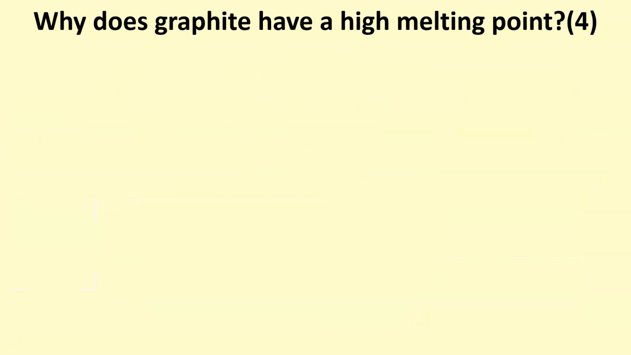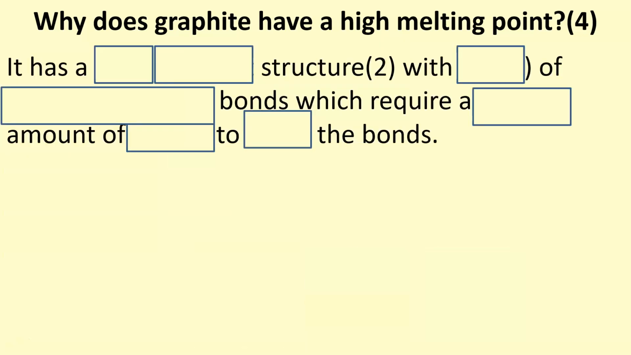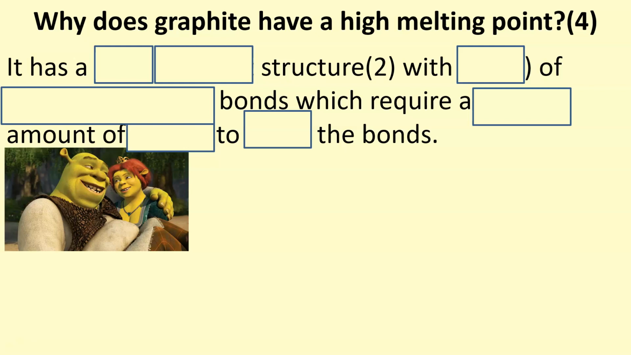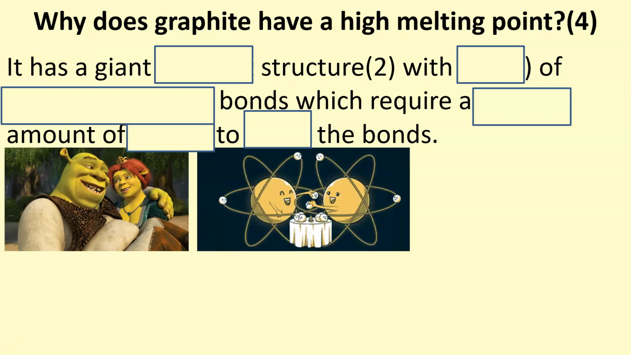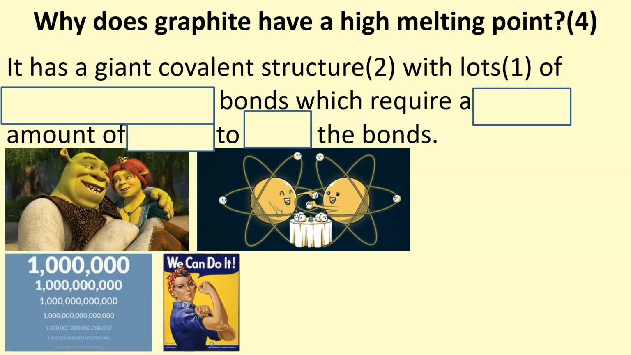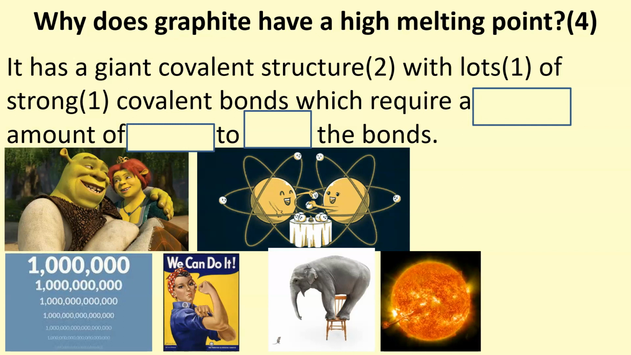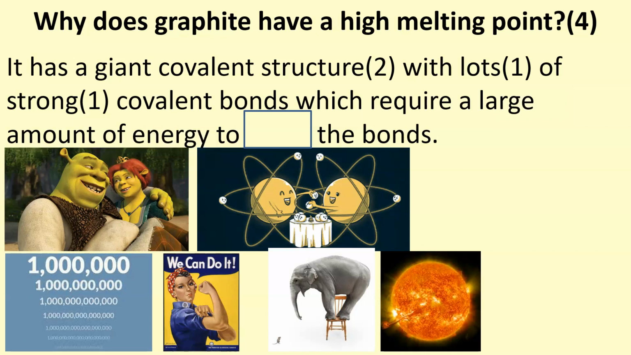Why does graphite have a high melting point? Pause the video and see if you can answer it. You should be able to do it because this is exactly the same question as why does diamond have a very high melting point? So again, it's got a giant covalent structure with lots of strong covalent bonds which will require a large amount of energy to break the bonds.